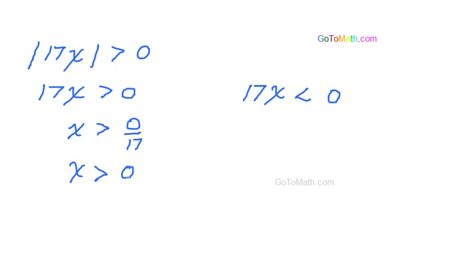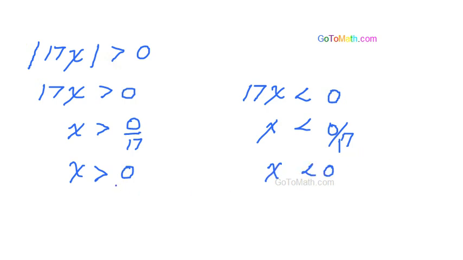So x is greater than 0, and then in this particular case we'd end up with, I guess we better not skip any steps here, so this is 0 over 17, which is x is less than 0.